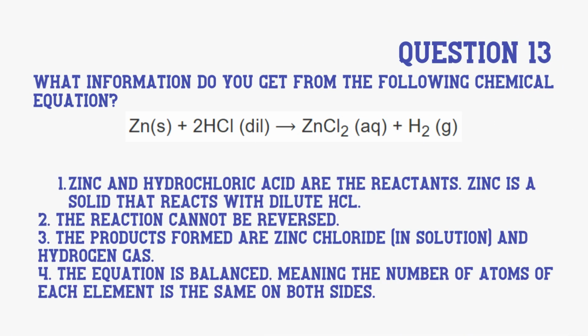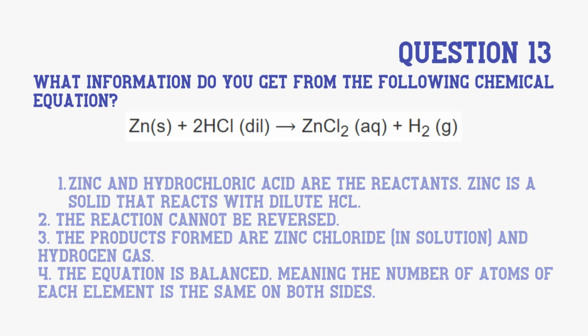Let's go through the reaction between zinc and hydrochloric acid step by step. Zinc and hydrochloric acid are the reactants in this reaction. Zinc is a solid that reacts with dilute hydrochloric acid, or HCl. This reaction is irreversible, meaning it cannot be reversed. The products are zinc chloride, which is in solution, and hydrogen gas. Finally, the equation is balanced, which means the number of atoms of each element is the same on both sides, in line with the law of conservation of mass.